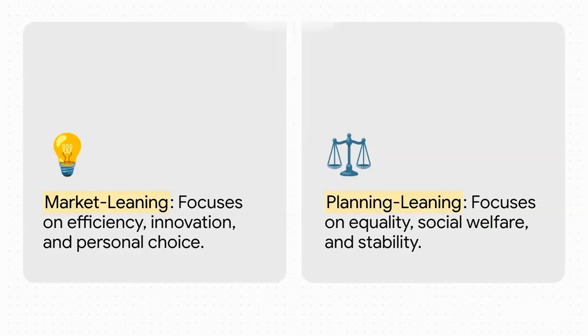On one side, you have systems that lean toward the market, like the U.S., which tend to be amazing at creating efficiency, innovation, and giving people lots of personal choice. On the other side, you have systems with more planning, which often do a better job of creating economic equality, providing social welfare, and ensuring stability for their citizens. There's no single right answer here, just different choices with different consequences.